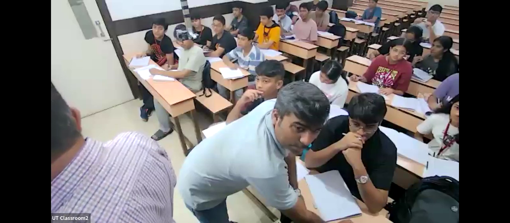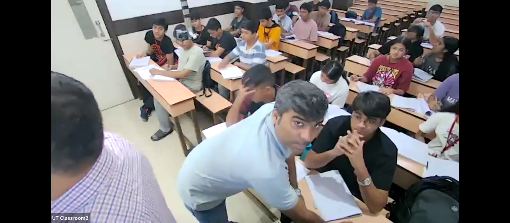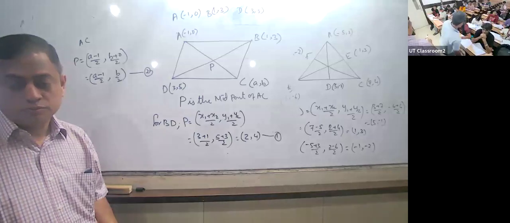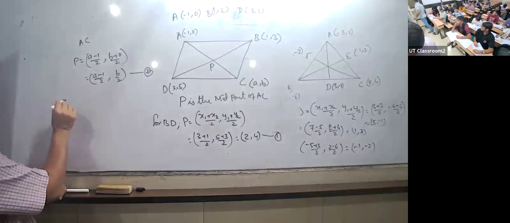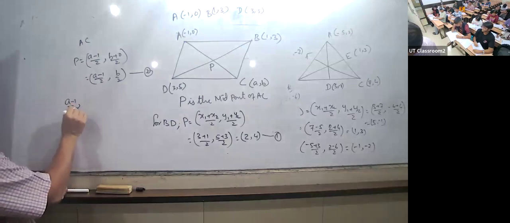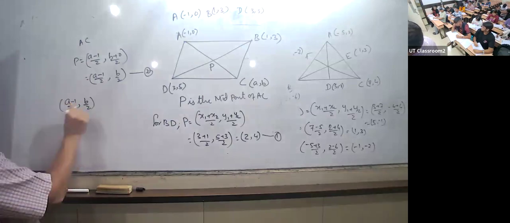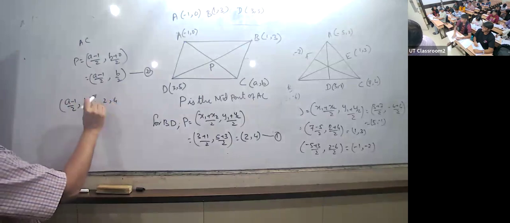This is the second condition. This is the first condition. Kadam, yes sir. The solution is here. You don't need to come and operate the mobile computer. Then equate from 1 and 2. Therefore, (a minus 1)/2 comma b/2 is equal to 2 comma 4.